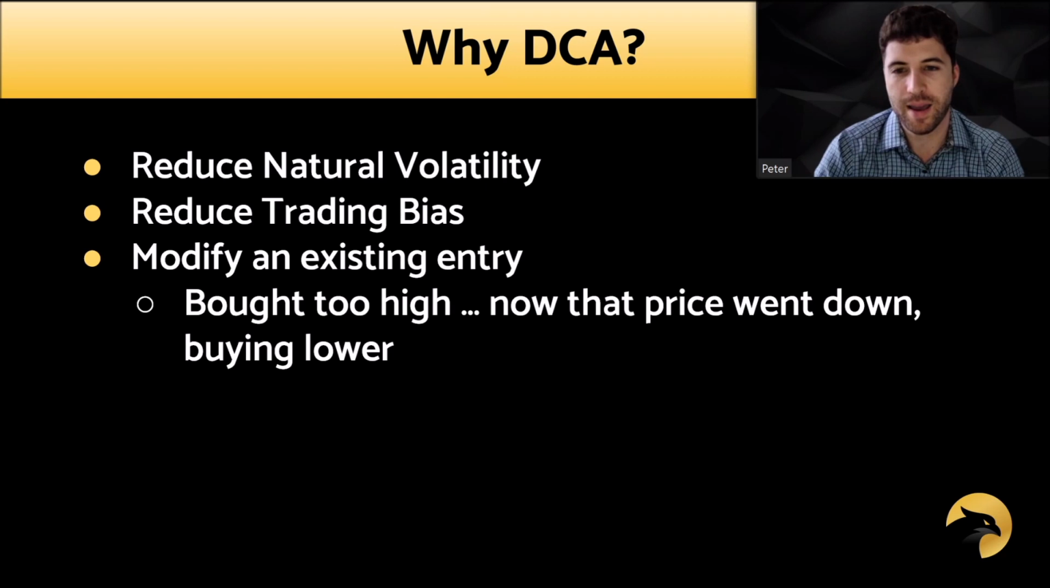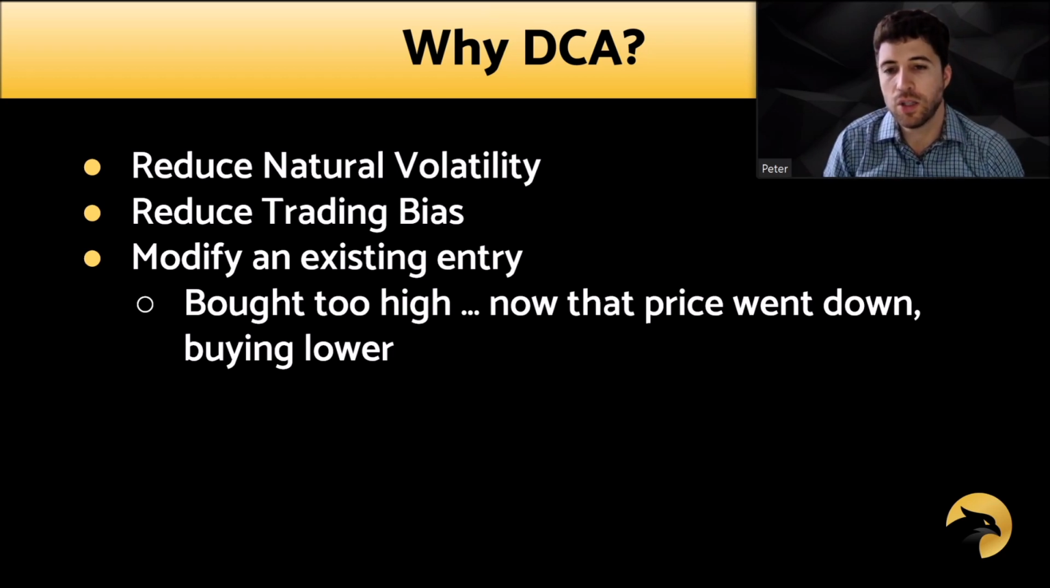So let's talk about why would you dollar cost average. So bias is something that we traders constantly struggle with. We have time and direction bias, in which the market also has a lot of volatility, and so it can swing against us in those biases. And so when we dollar cost average, we are able to reduce some of this natural volatility that is in the market, and ultimately reducing our trading bias as well.